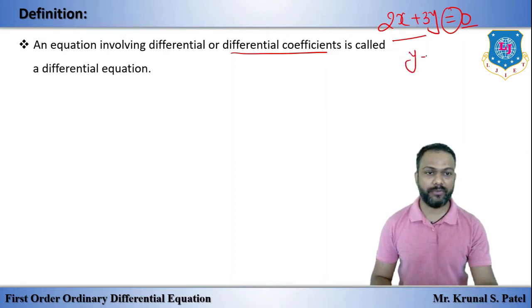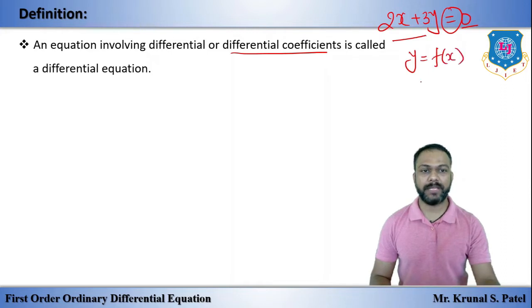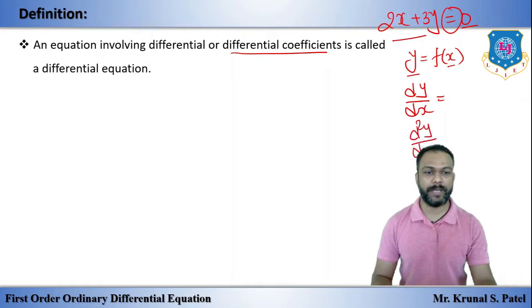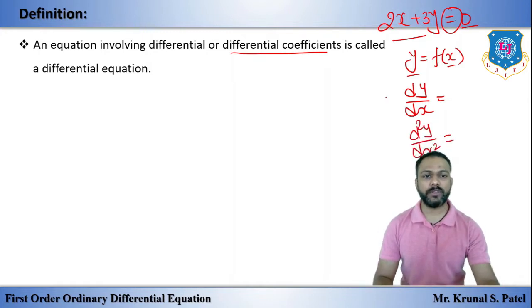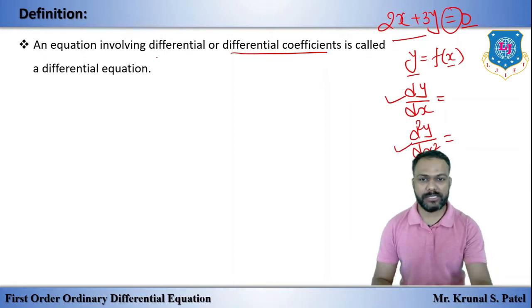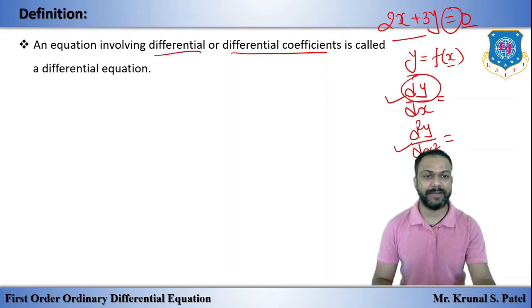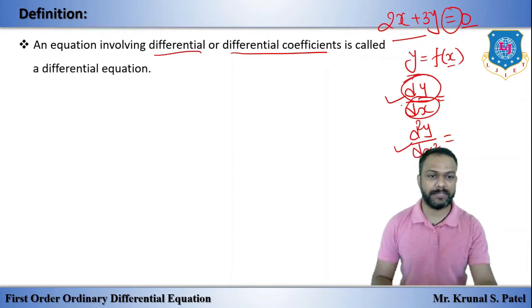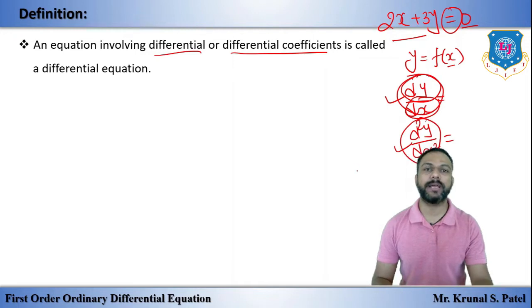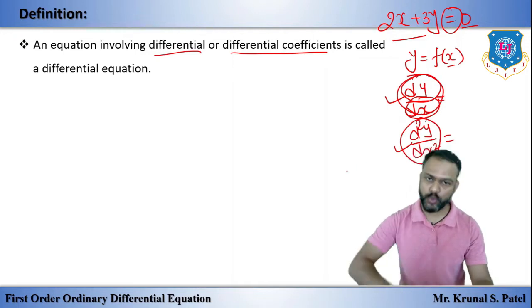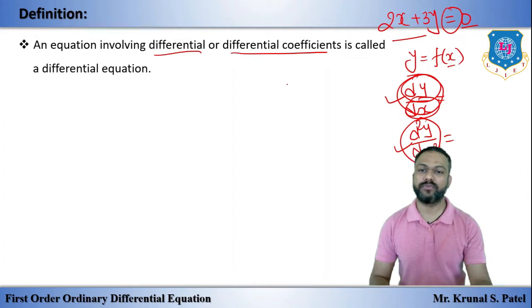If y is a function of x only, then differentiation of y with respect to the independent variable x is dy by dx. Similarly, the second differentiation with respect to x is d square y by dx square, and so on. These are our differentials, or differential coefficients. The equations which involve these terms, dy by dx, d square y by dx square, d cube y by dx cube, and so on, are called differential equations.